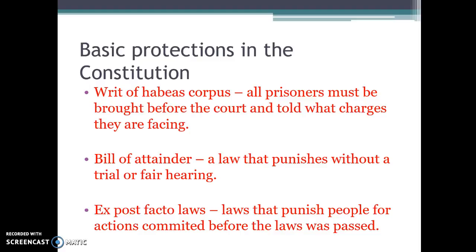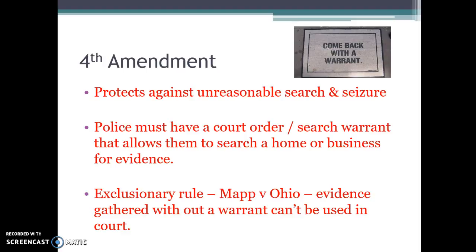Now, the rest of the legal rights, or the rights of the accused, are spelled out in the Bill of Rights. So first up, we have the Fourth Amendment. The Fourth Amendment protects against unreasonable search and seizures. It basically means that the police have to have a court order, a search warrant, that allows them to search a home or business for evidence.